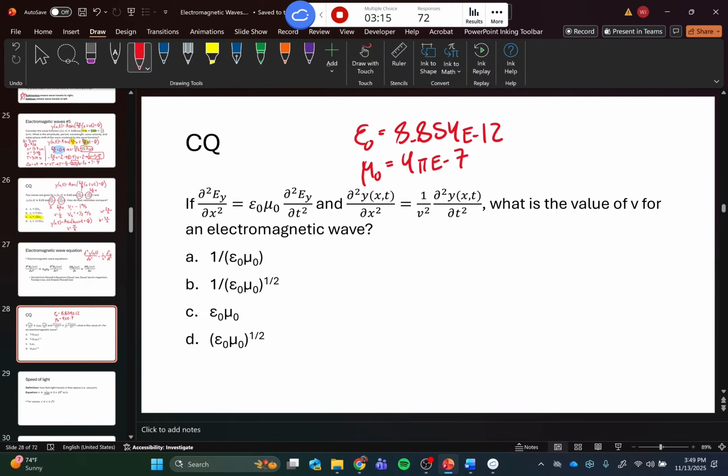Now, granted, that's one, but using this you get a really cool result. You don't actually have to measure the speed of light. You can measure epsilon naught mu naught. Yeah. Speed of light's pretty hard to measure. It's pretty cool.